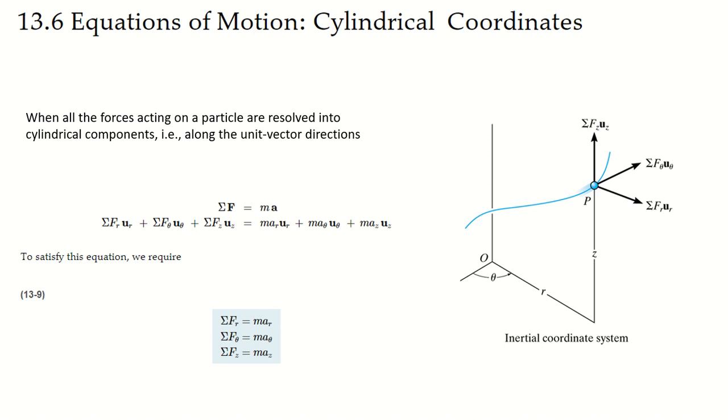Yeah, 13.6 is your cylindrical coordinates, so a different kind of coordinate system again. Here we break it down the same way, with different velocity, a different coordinate. We're going to add them up, your forces in the axes. So this time you go with r, theta, and z coordinates.